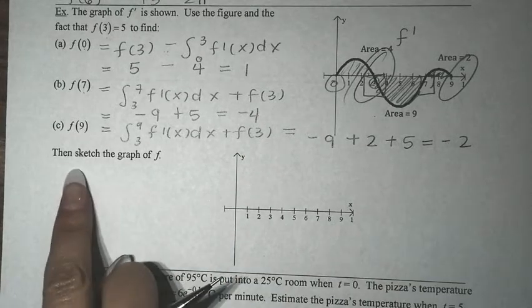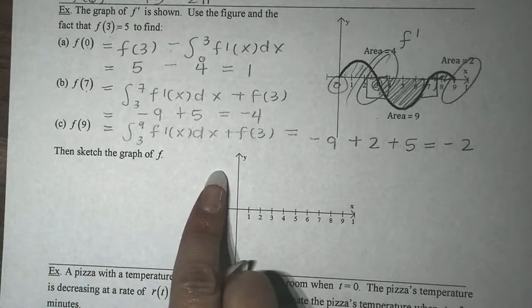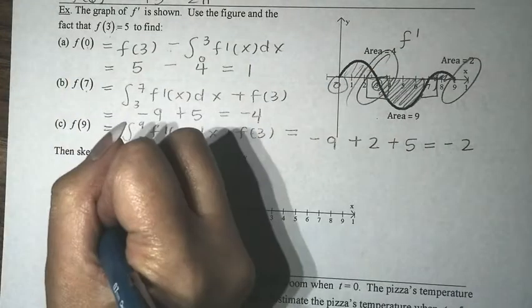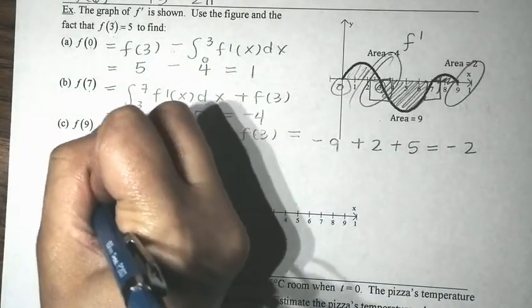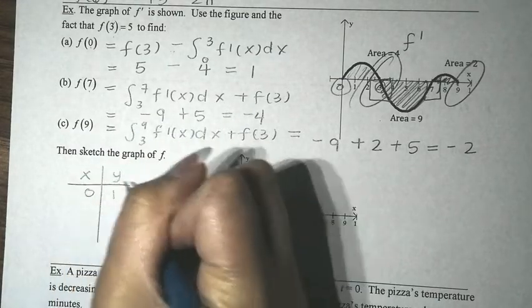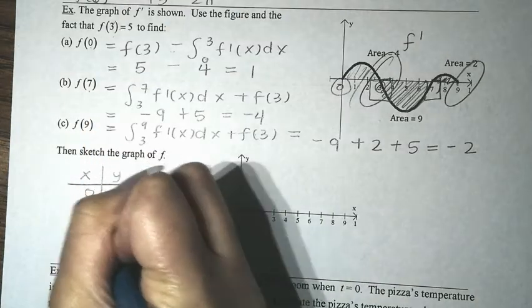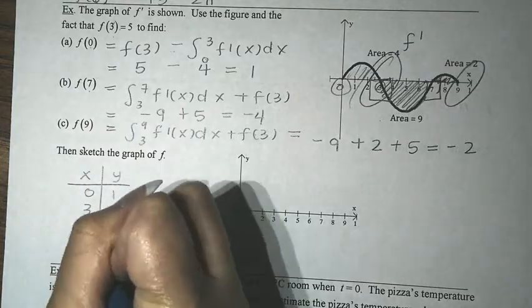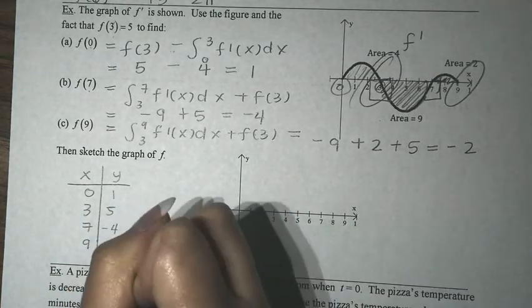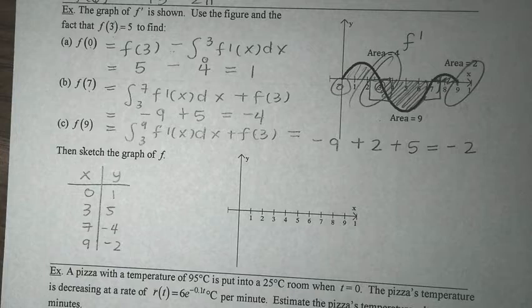Now, if I ask you to sketch the graph of f, what are you going to do? Well, you have a lot of points, right? Let's create a mini table here. What do we have? At 0, it's 1. Then at 3, it's 5. At 7, it's negative 4. And at 9, I know that it's negative 2. So I have several points.